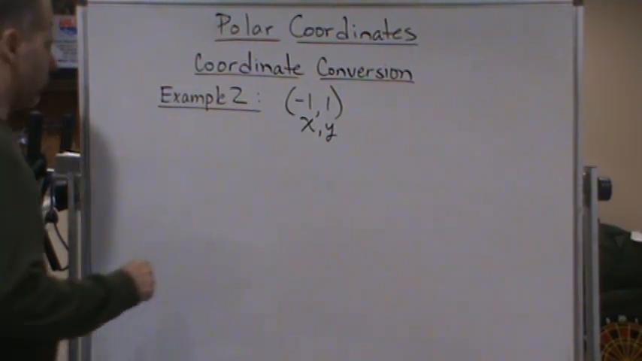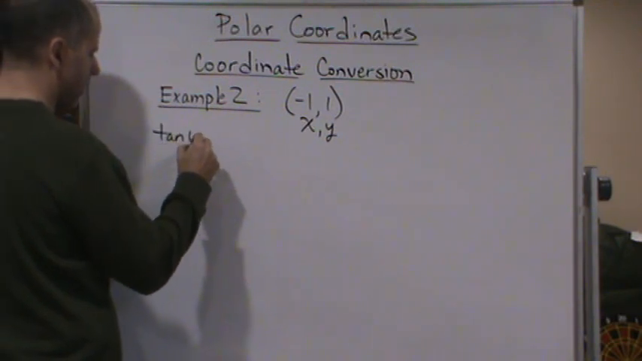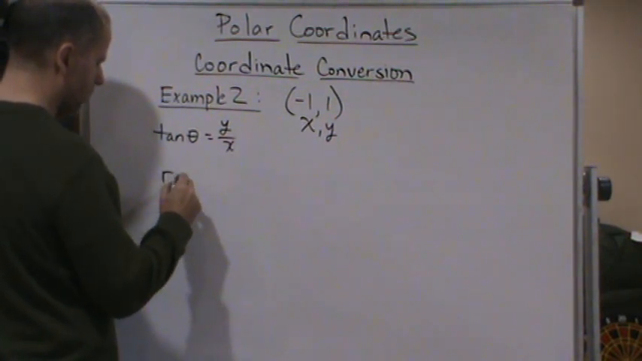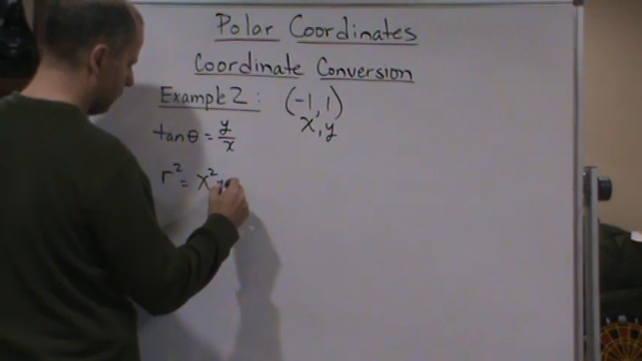And in order to do that, we're going to use our two formulas. Tangent theta is equal to y over x. And then we're going to use the Pythagorean theorem, r squared equals x squared plus y squared.